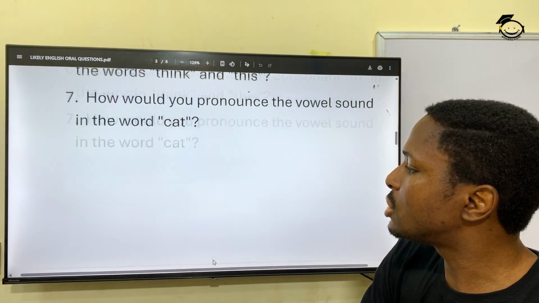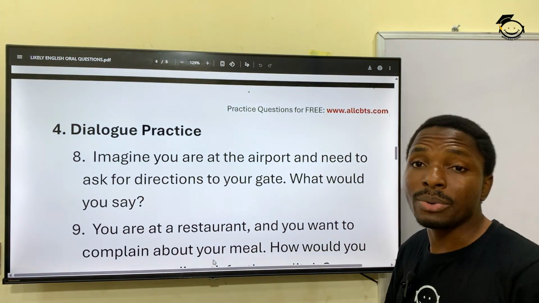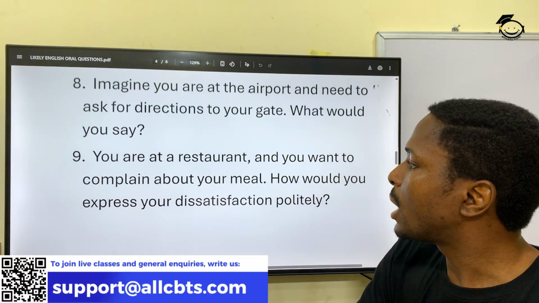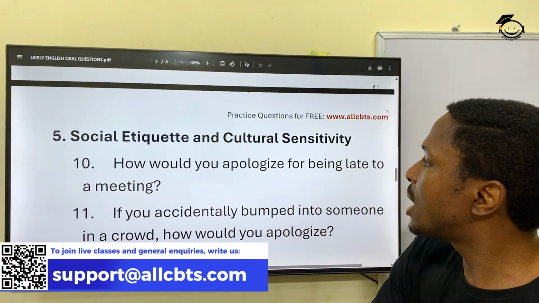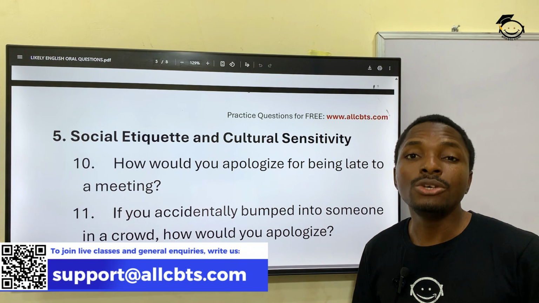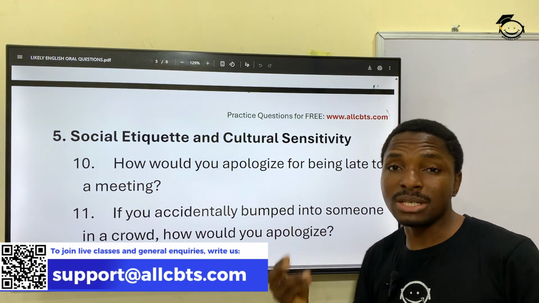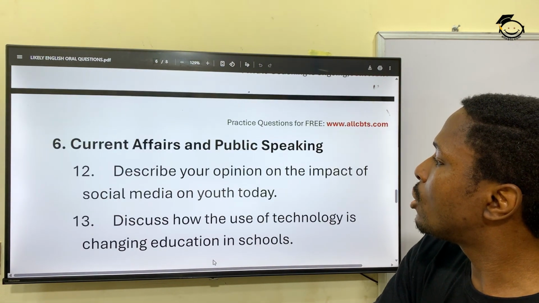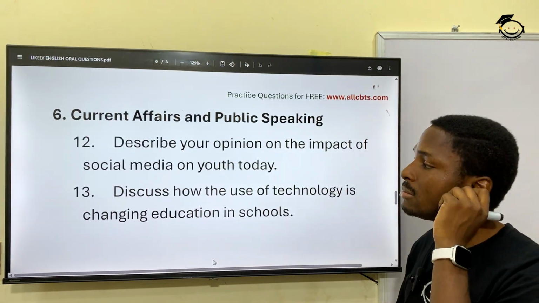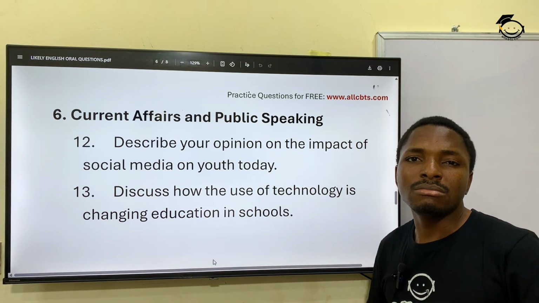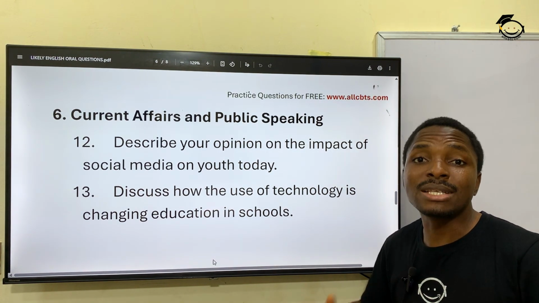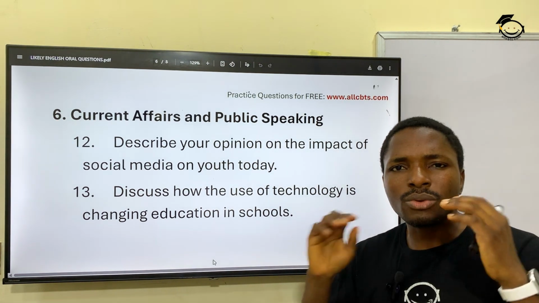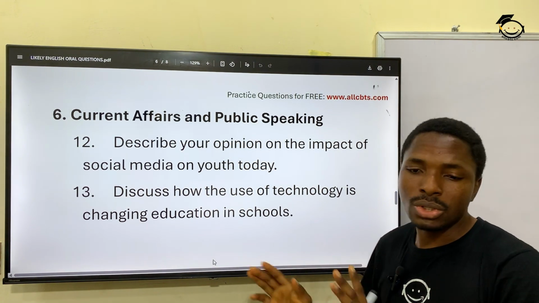Then we have section 4, which is on dialogue practice. I won't go into it now until we get to that section. Then we have social etiquette and cultural sensitivity. You'll be tested. Some questions will come out from this section, right? Then 6, cultural affairs and public speaking, right? So discourse, that's where you begin to see questions as discourse. When you see questions as discourse, how do you articulate your thoughts and put it on paper? We're going to go into that.